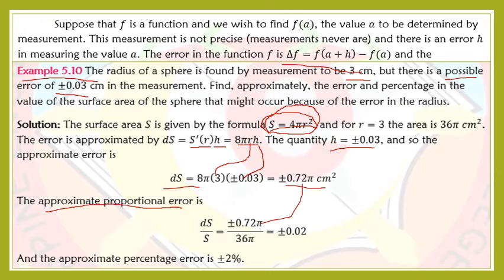Ito, yung equivalent niya, si s naman is yan. And the approximate percentage error is plus or minus 2%. Nag-times lang tayo dito ng 100%. Okay, so formula lang din.